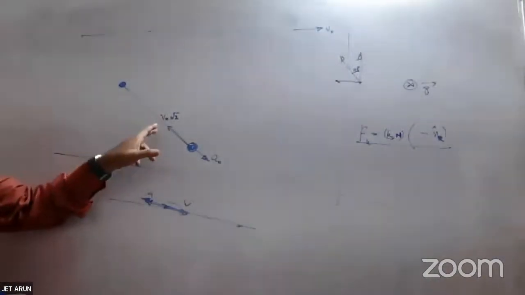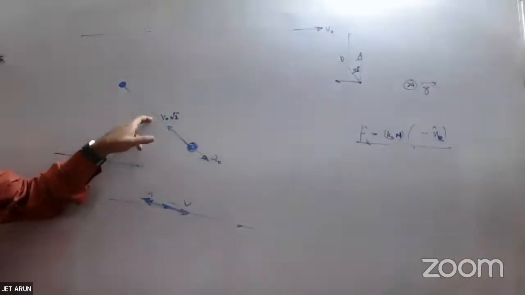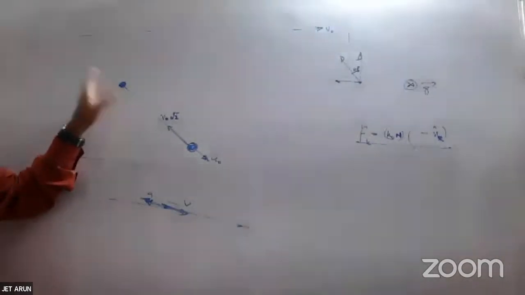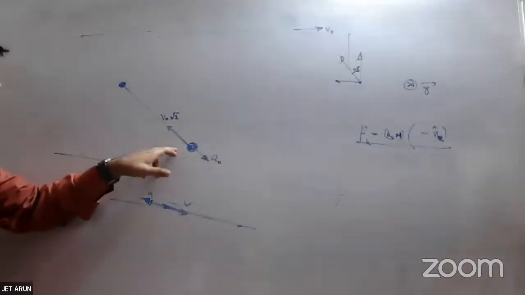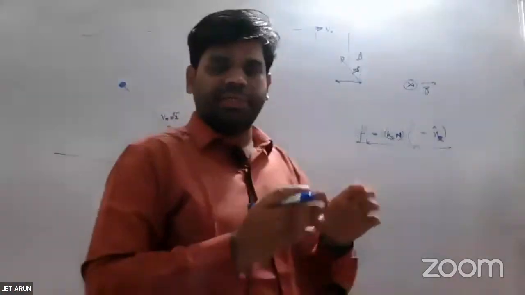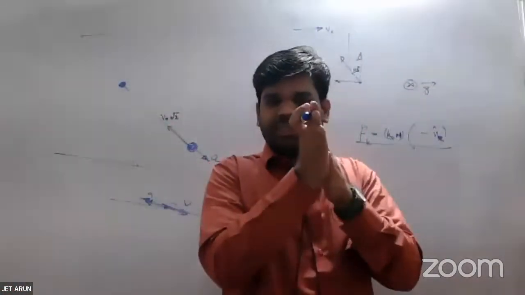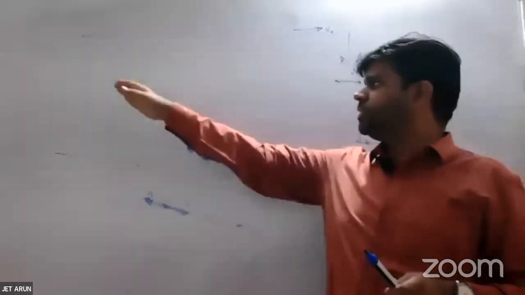ఇక్కడ ఏమవుతుంది? Velocity is in this direction and acceleration is anti-parallel to it. It will go and retard and eventually stop. Why do I say stop? Because friction will bring it to rest. Kinetic friction will always try to make the particles which are moving with respect to each other, it will try to bring them to rest with respect to each other.